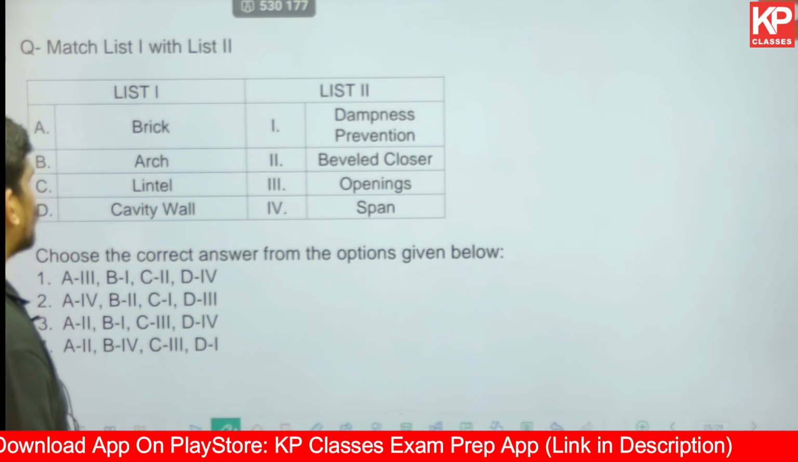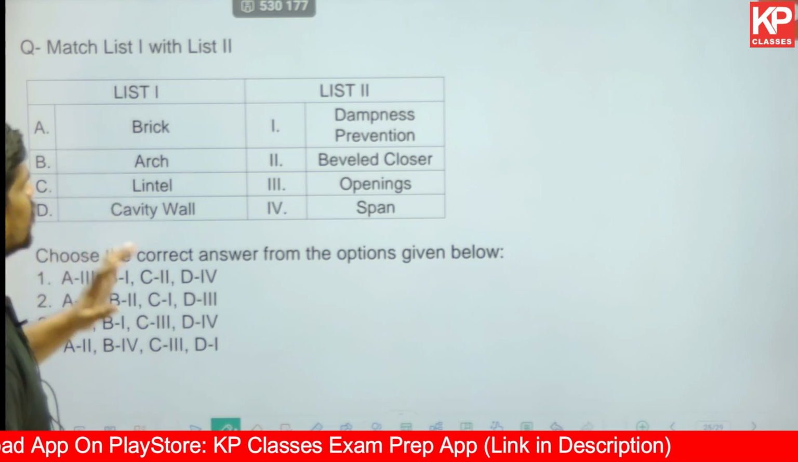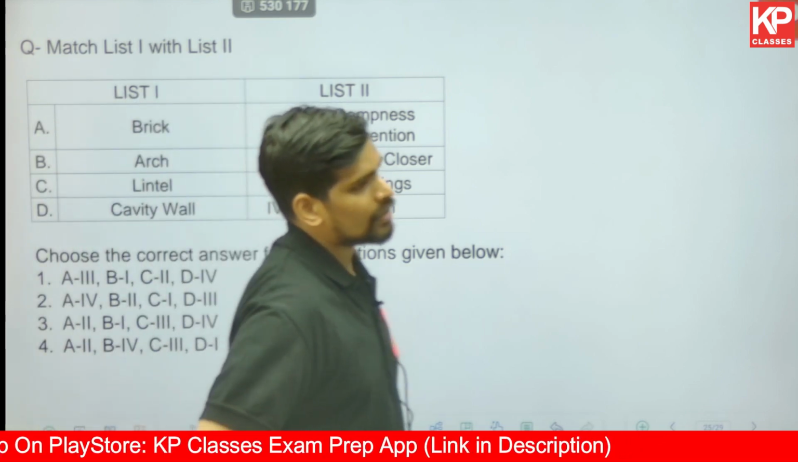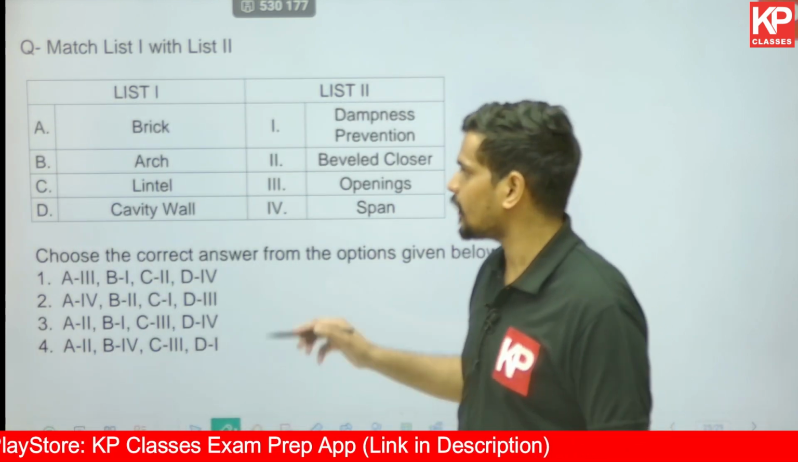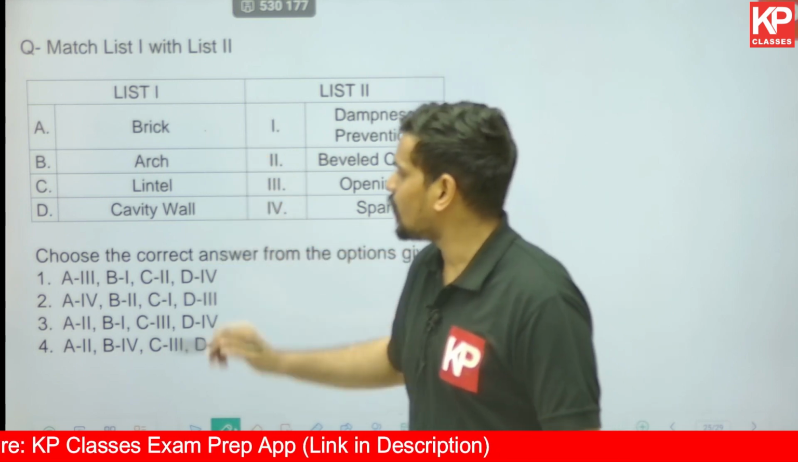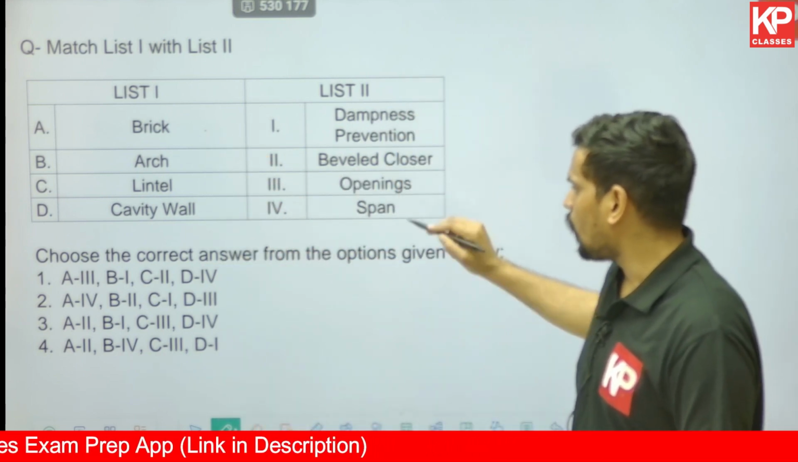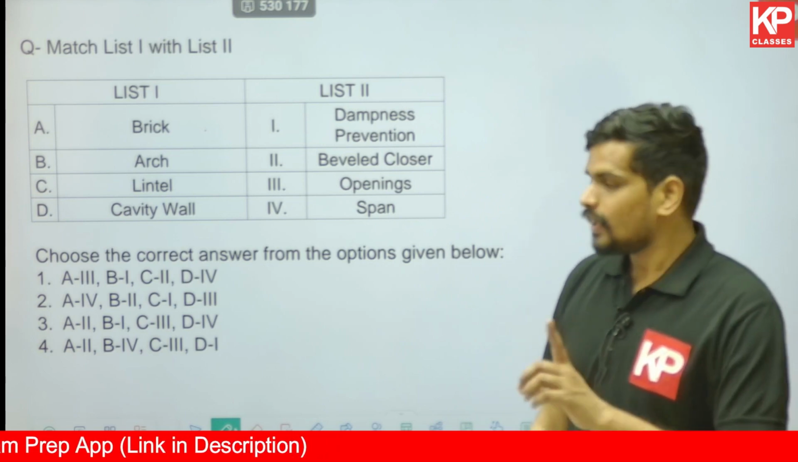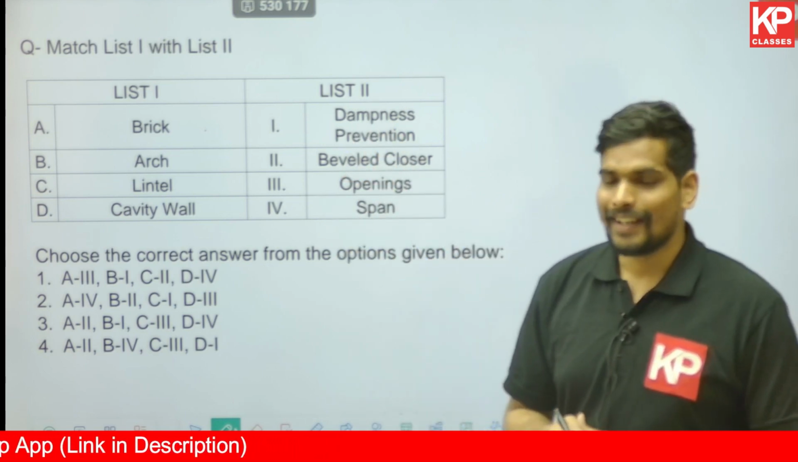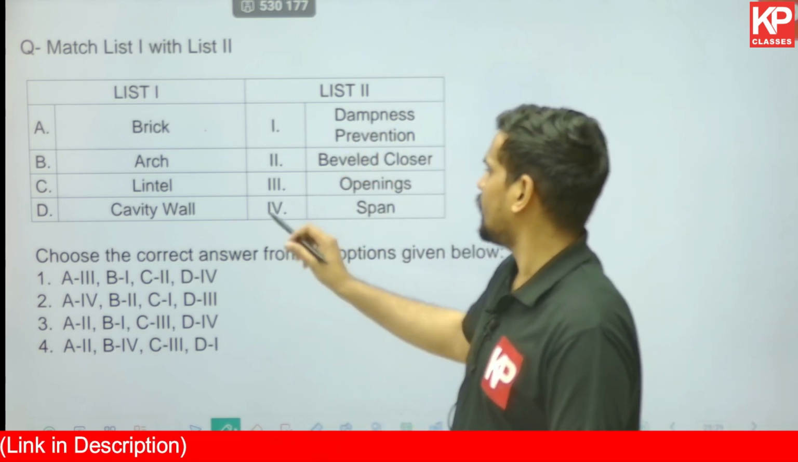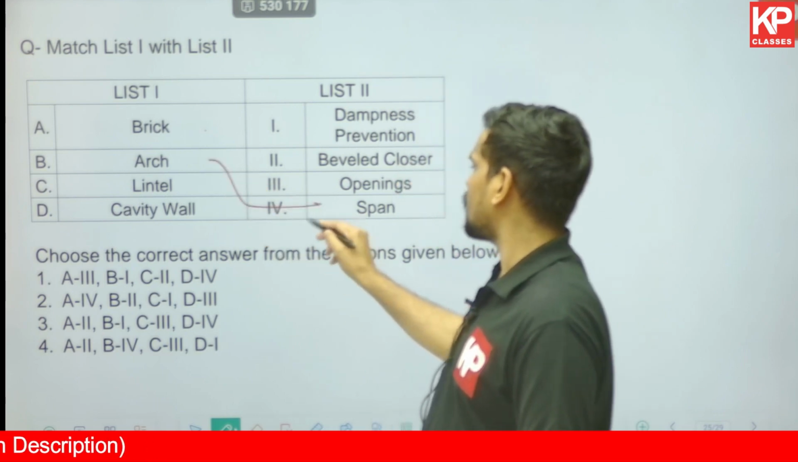Let us take up the next one under building materials and construction. This is a matching question. There is list 1 and list 2 and you have to match the details in it. Brick, arch, lintel, cavity have to be matched with dampness prevention, bevel closure, openings and span. One thing which is very clear, very simple in it is arch should be associated with span.